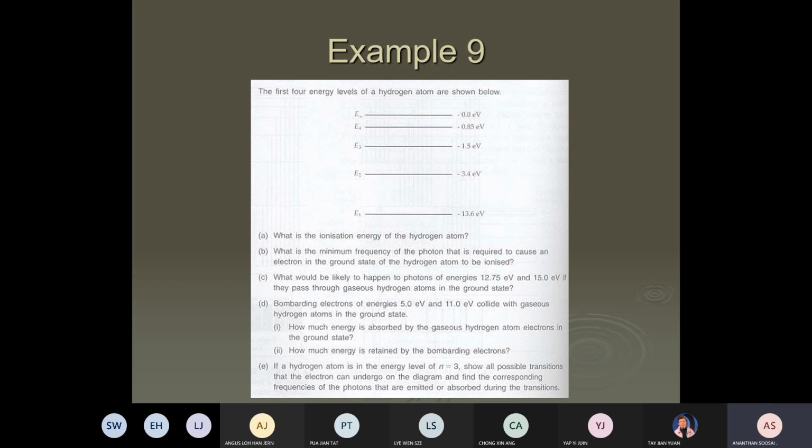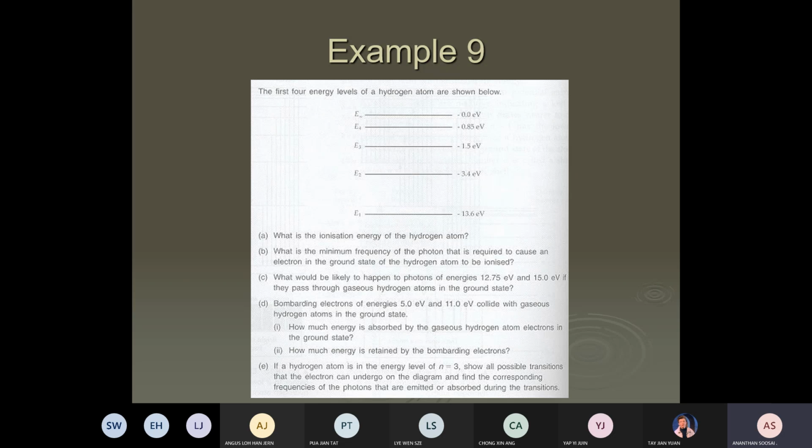Okay. So the highlight of this question is C and D. That's why I'm giving this question. And the last one, E, I expect you to know. Come on, people, try E. If a hydrogen atom is in the energy level of 3, the electron is at n=3. Show all possible transitions that the electron can undergo on the diagram and find the corresponding frequency of photon that are emitted or absorbed during the transition.